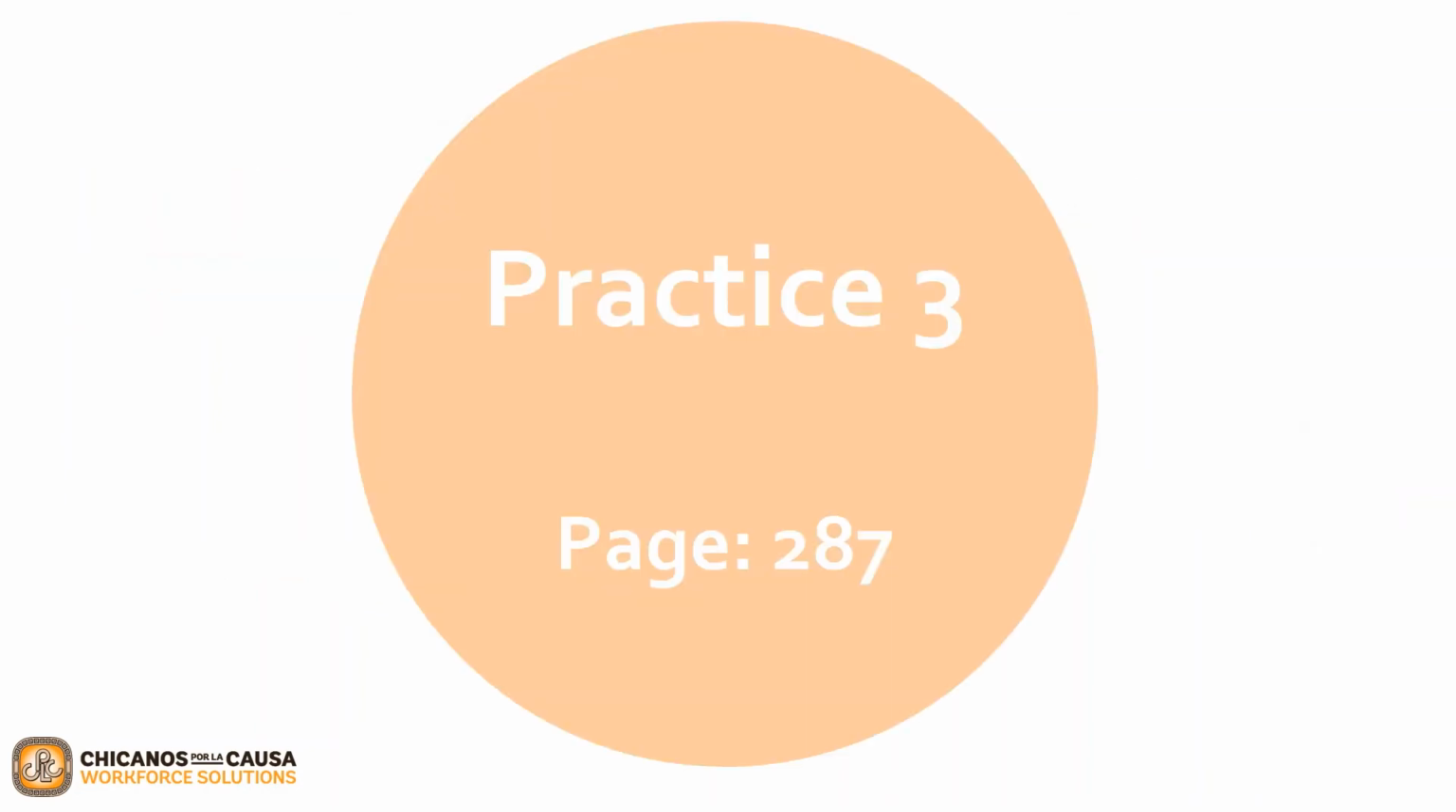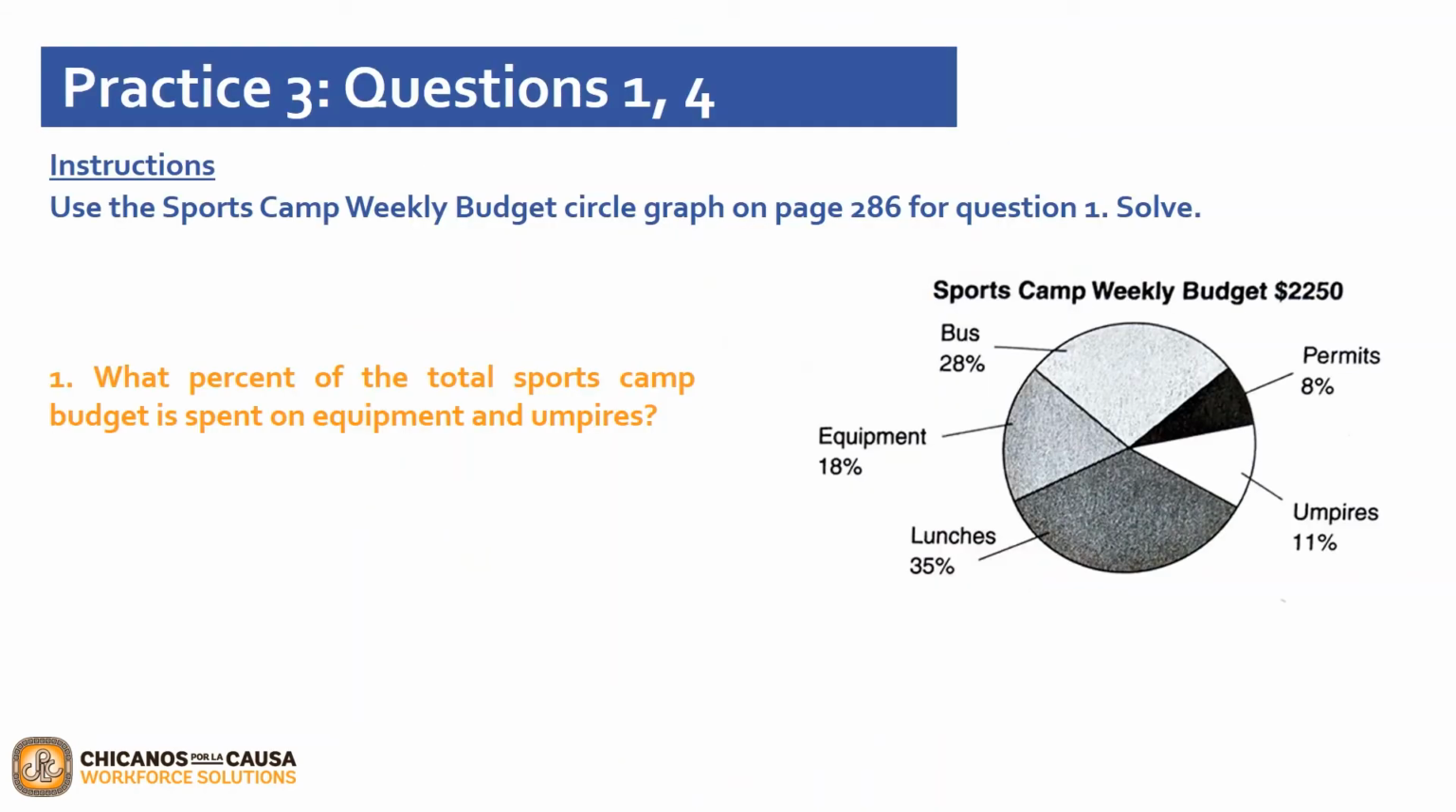Now that we have finished lesson 3, we're going to move on to practice 3, found on page 287. At this time, go ahead and pause the video and use the Sports Camp Weekly Budget Circle Graph found on page 286 to solve for question 1. Once you've solved it on your own, click play so that we can review it together.